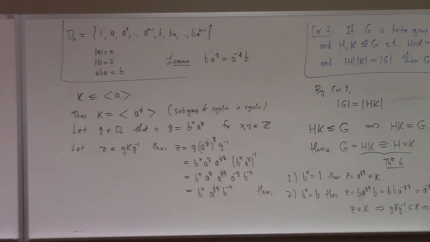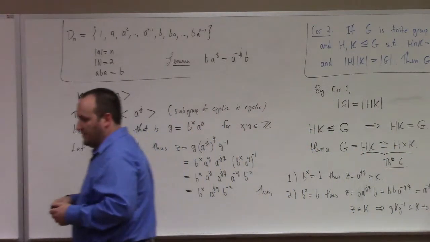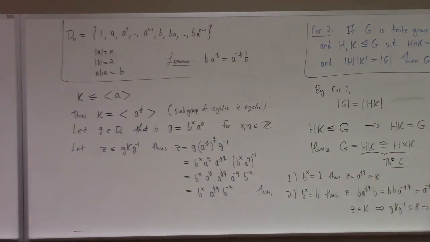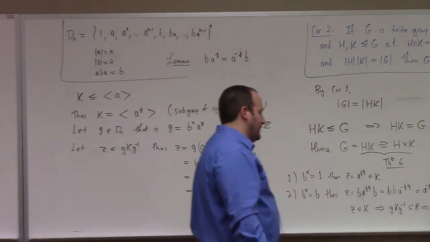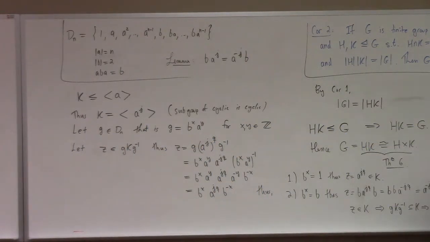Anyway, we still have part B to do, so what do you guys think about that? Part B was what? If n is odd, and K is a normal subgroup of Dn, then either K is equal to Dn or K is a subgroup of the cyclic group generated by A, right? In other words, the ones we found in part A are all that there are, except for the whole thing. N is odd. Now, if n is even, what happens?